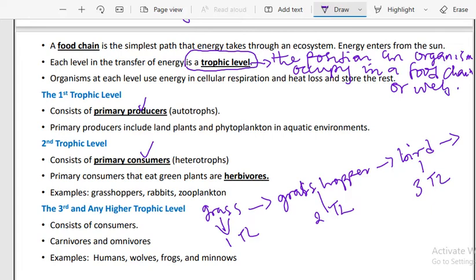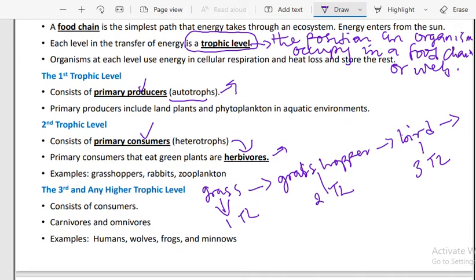Quickly, let me introduce some new keywords. Autotrophs are organisms that make their own food. Herbivores are organisms that feed on autotrophs, and they're referred to as heterotrophs. Other organisms are also referred to as heterotrophs, and that's where you look at omnivores, carnivores, and herbivores. We've looked at that in our previous video.